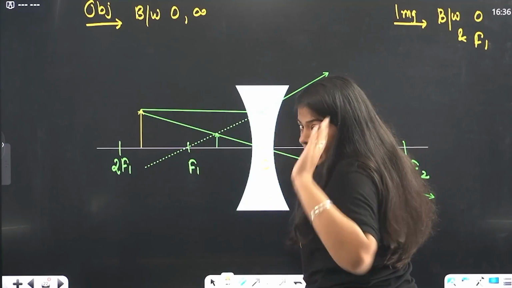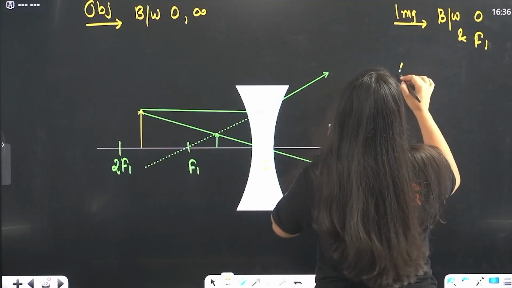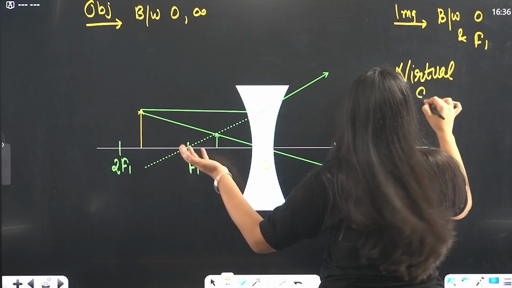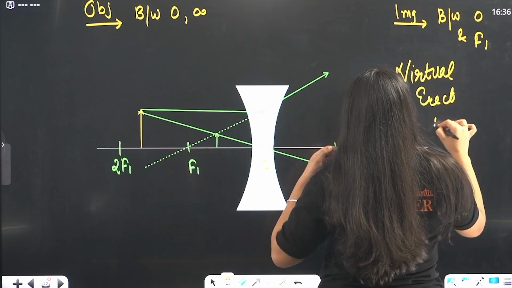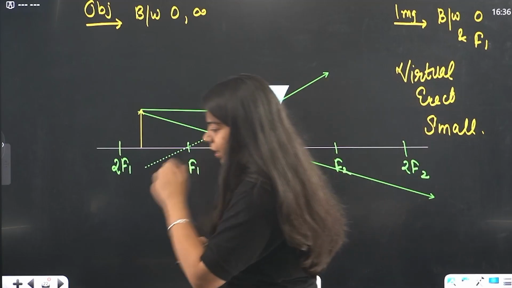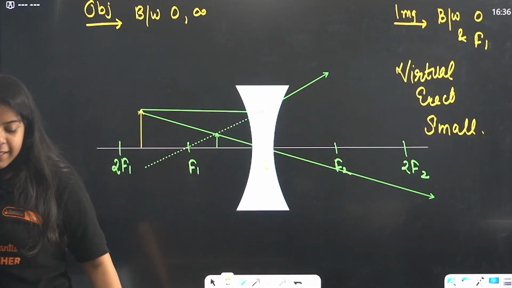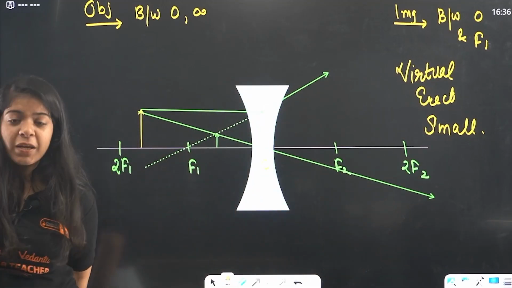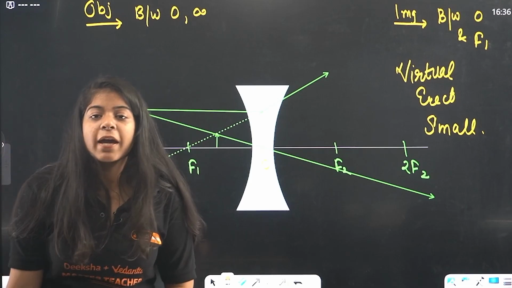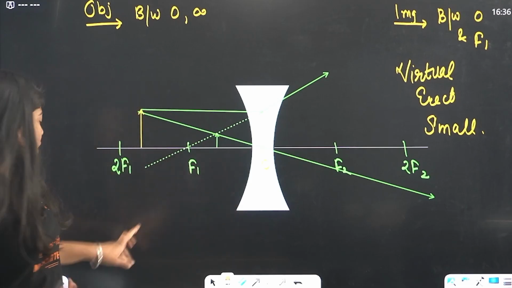Understood everyone? Okay, and your image is virtual, definitely erect, and small. Understood? All the cases of concave mirror, convex mirror, concave lens, convex lens, everything is done. These are all your ray diagrams.